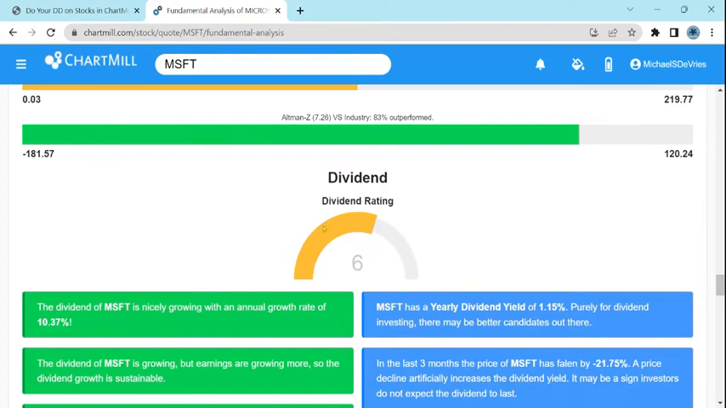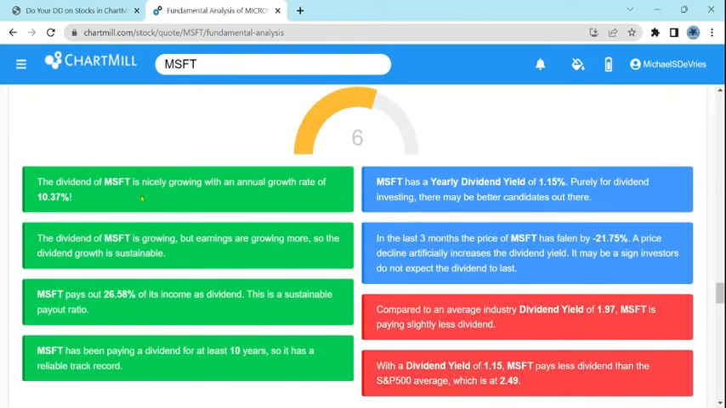Then for dividends, 6 out of 10, so just a little above average. It's been growing at a 10% rate. Earnings are growing more, so the dividend's sustainable. Again, very important factors to look at for a dividend stock. Is that dividend sustainable, or is it at risk of being cut? Again, it's sustainable. It's been paying for 10 years, so it has a reliable track record. This also tells you how committed is their board, their executives, to paying out a dividend. So if they're committed to that dividend and it's sustainable, one can expect that dividend to continue.